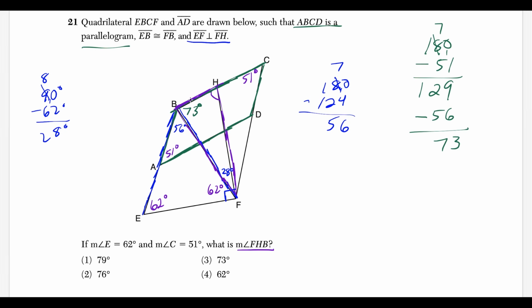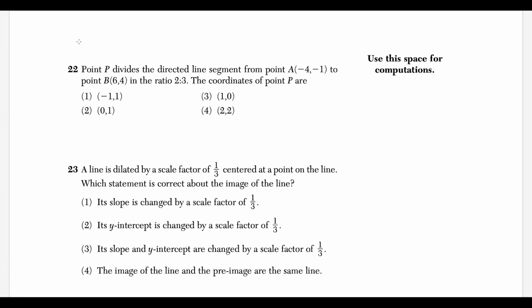So the measure of angle BHF or FHB, we could just do 73 plus 28, which is going to give us 101, and we're going to subtract that from 180. And when we subtract this from 180, we're going to get 79. So the measure of this angle is 79 degrees. This matches choice 1. Question 22, these questions can be a little bit tricky.